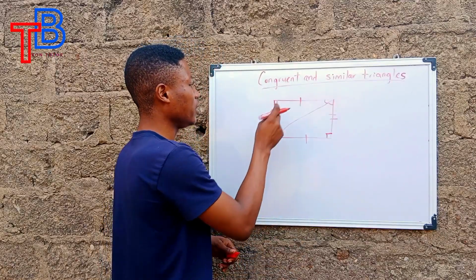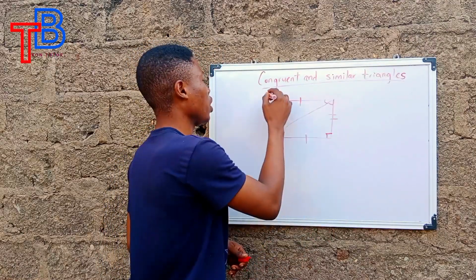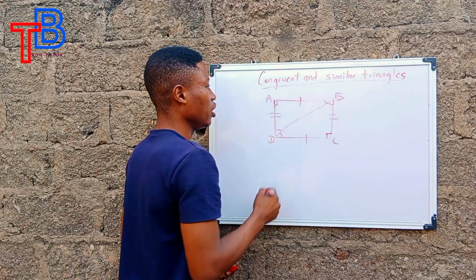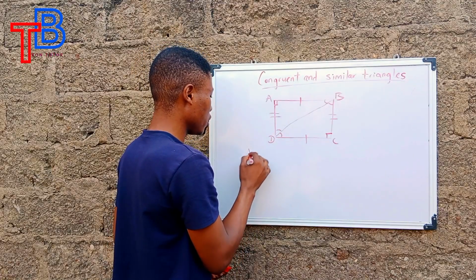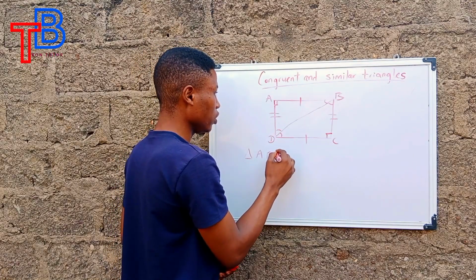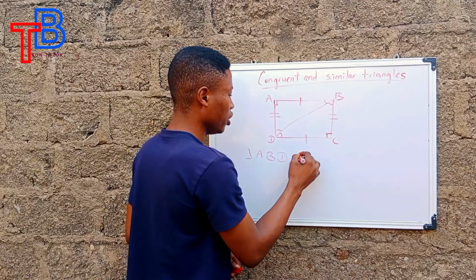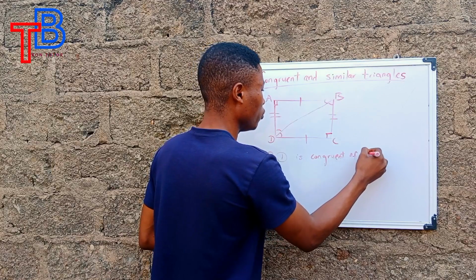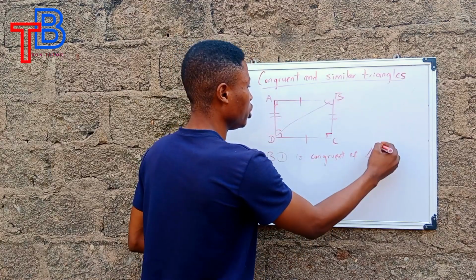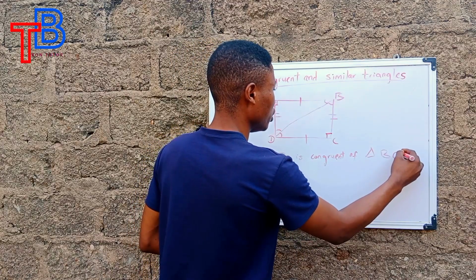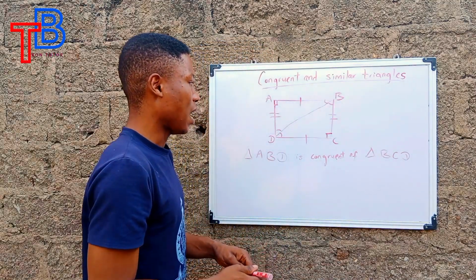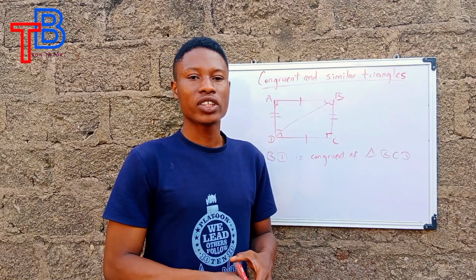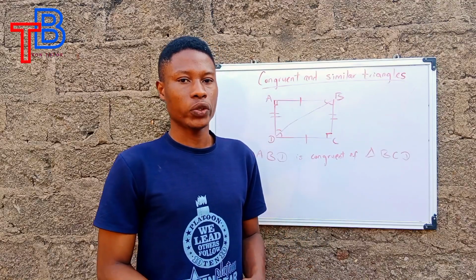Therefore, we can say that for the two triangles, let's say we have A, B, C, D, the triangle ABD is congruent to triangle BCD. And there are conditions that must be met before we can say two triangles are congruent.